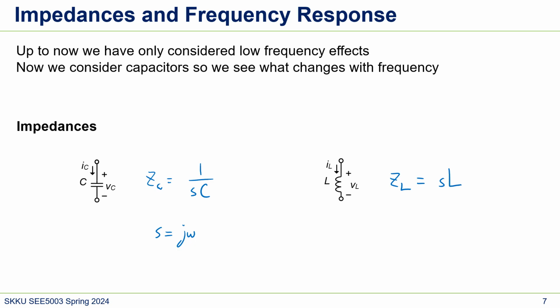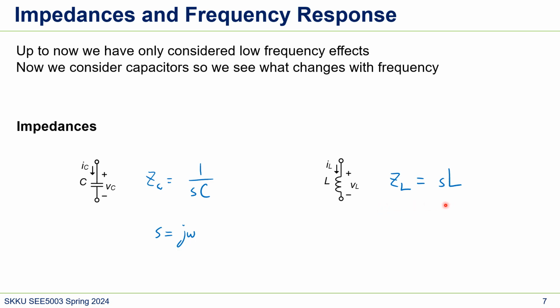So what it says is, when frequency is large, what happened to the impedance? It goes to 0, right? So it means that when high frequency, this capacitor looks like a short circuit.